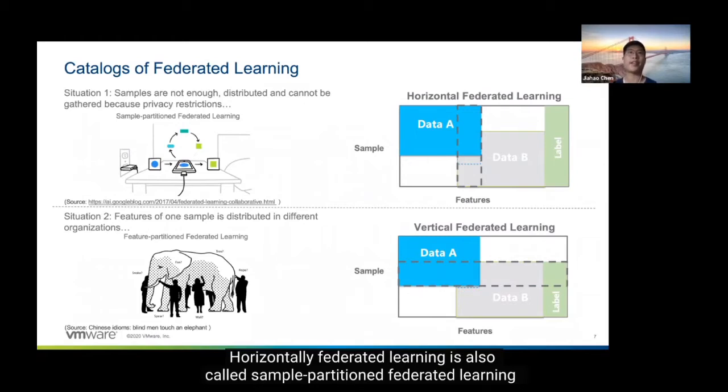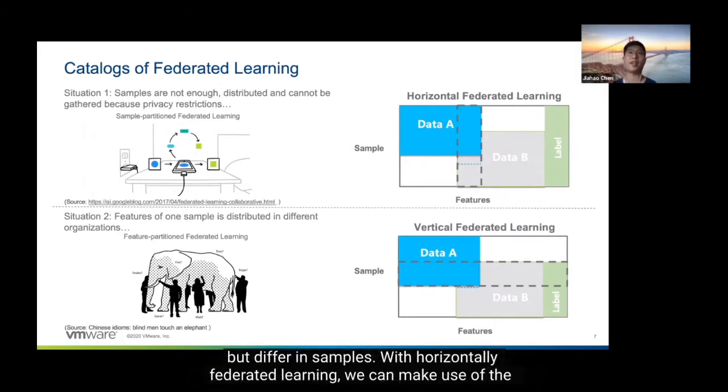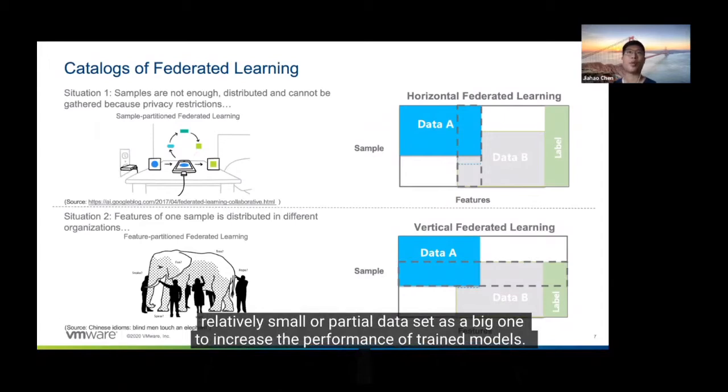Horizontal federated learning is also called sample partitioned federated learning or homogeneous federated learning, which means datasets share the same feature space but differ in samples. With horizontal federated learning, we can make use of relatively small partial datasets to build a big one to increase the performance of a trained model.